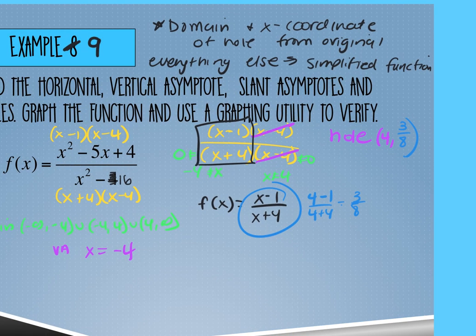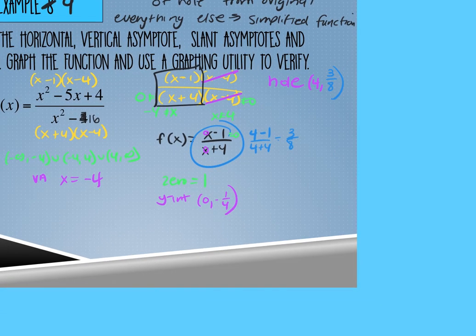To find my zeros, I do it from my updated function. 0 would equal 1. To find my y-intercepts, I plug 0 into my updated function, and I get negative 1/4. Well, x is 0. y is negative 1/4. And then when I graph it, yeah. What is the 3/8 for? That's the y-coordinate of your hole. So I get that by plugging the x-coordinate of my hole into my updated function.